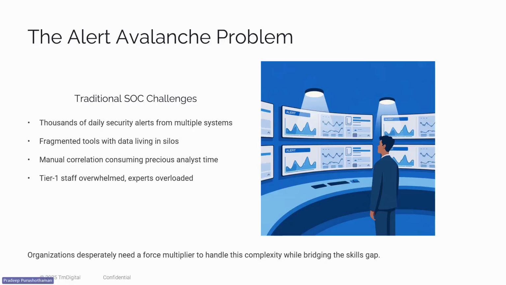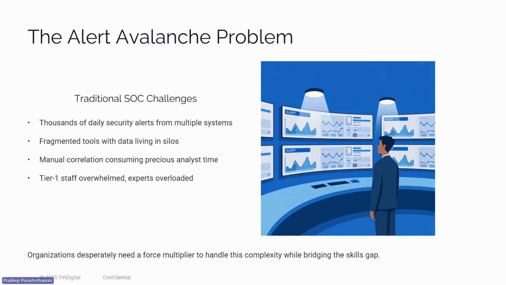And finally, the human toll. Tier 1 analysts are always drowning in repetitive alerts, burning out fast. Meanwhile, senior experts are overloaded with escalations and don't have the bandwidth for strategic priorities. And add to that the global talent shortage in cybersecurity, and this imbalance becomes unsustainable.